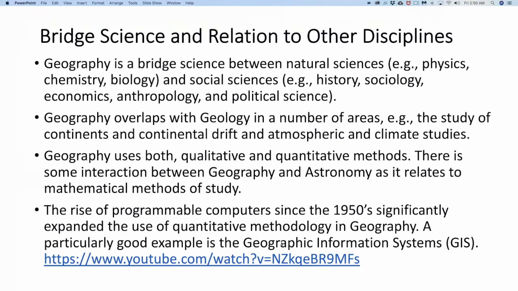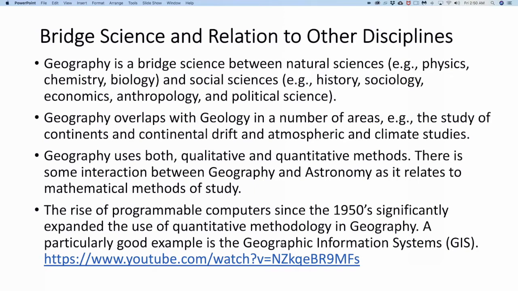Now, having introduced geography in this way, let's press on and talk about how geography relates to other disciplines. I would have to say that geography is a bridge, scientifically speaking, between natural science, like physics, chemistry, and biology, and social sciences, like history, sociology, economics, anthropology, and political science. Why is it a bridge?